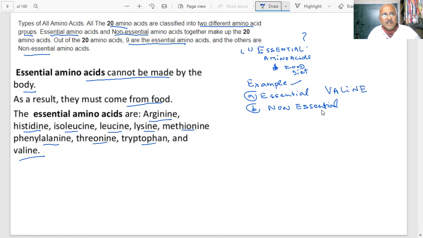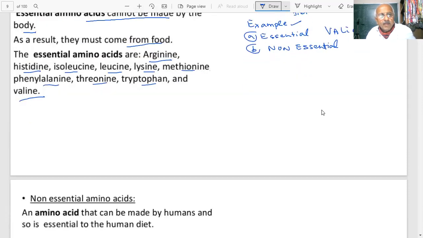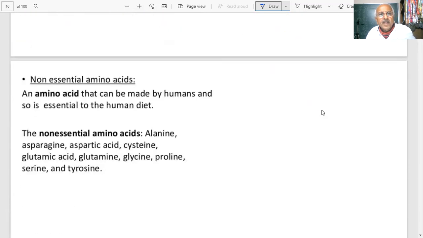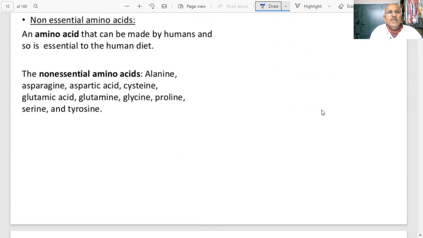And the non-essential one, students. An amino acid that can be made by humans, and so not essential to the human diet. The non-essential amino acids are alanine, asparagine, aspartic acid, glutamic acid, serine, tyrosine. So non-essential, alanine is easy. Alanine, student.